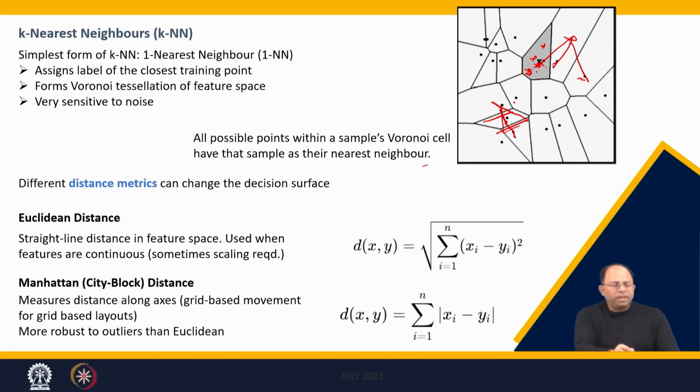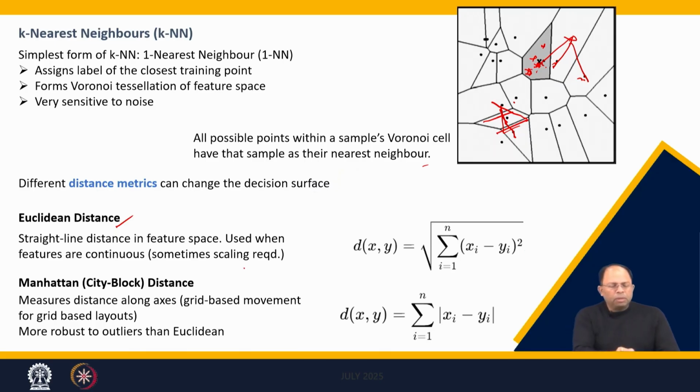It could be straight away Euclidean distance, which is nothing but the straight line distance in the feature space, and this is used when features are more or less continuous. But sometimes we need to do scaling, as we have done earlier. That means we can do normalization, and we can scale it using either the z score value, or based on minimum maximum difference and so on.